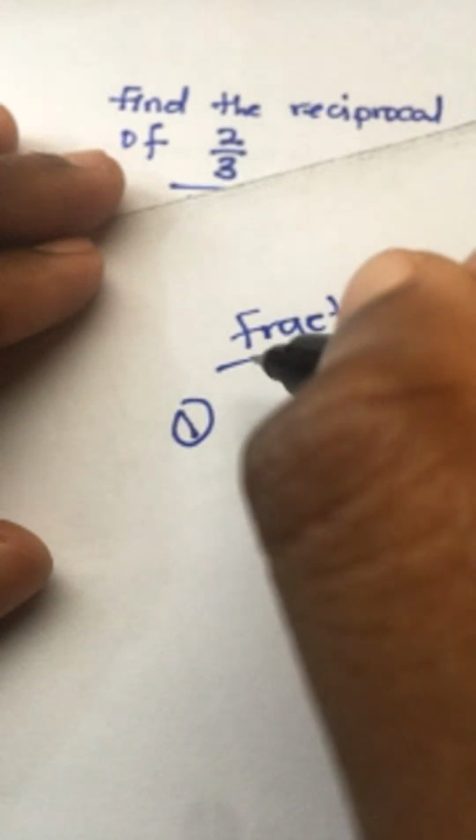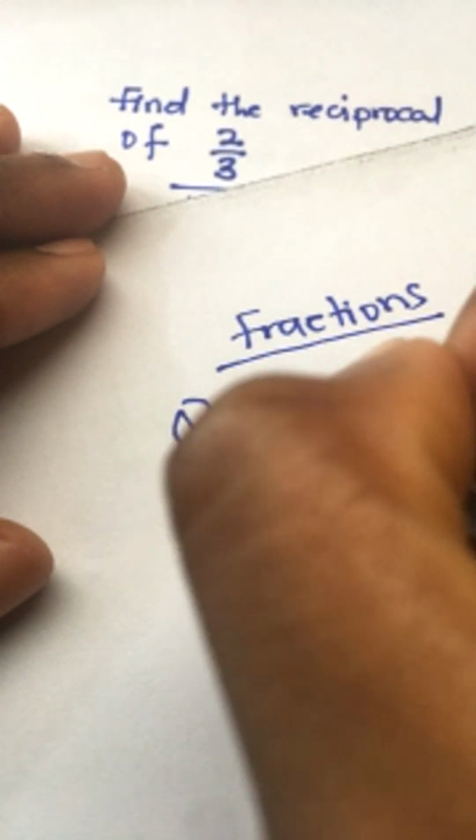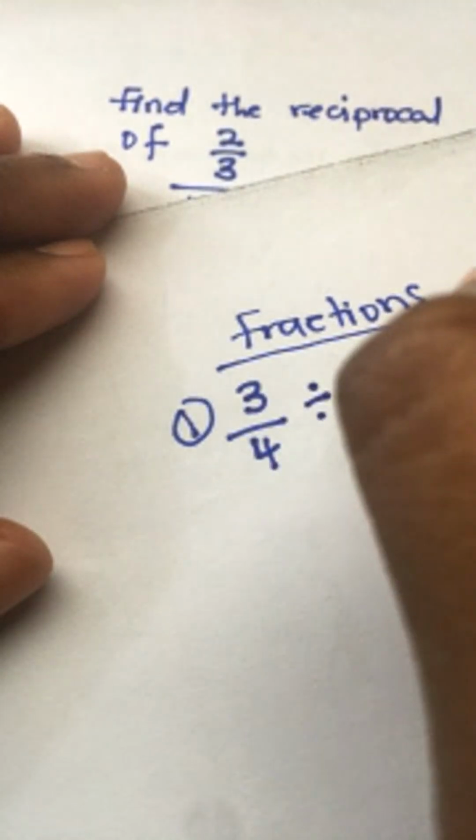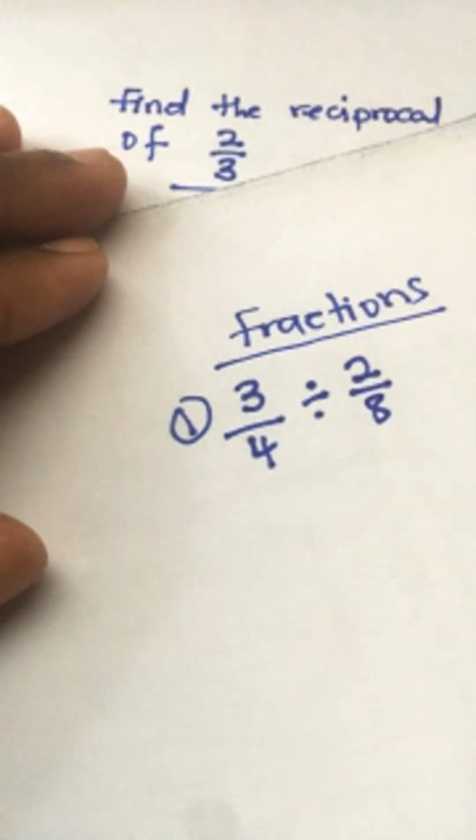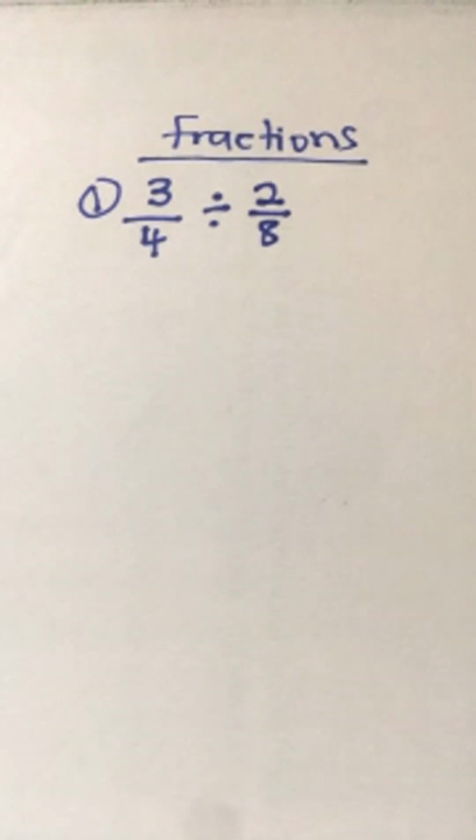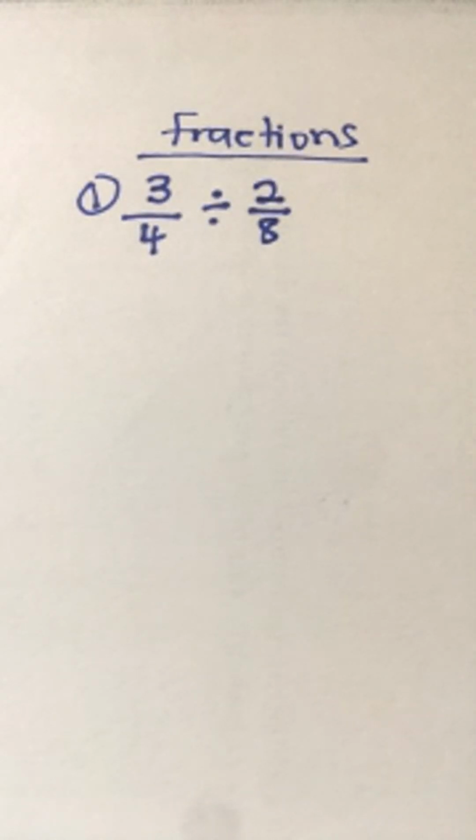Let's move on to fractions. Number 1: 3 over 4 divided by 2 over 8. Yesterday, a student asked me this question, so I'm taking my time to explain. But who can solve this for us?